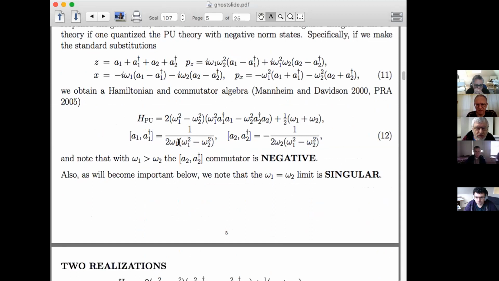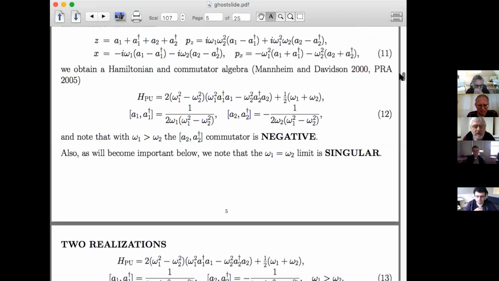And the crucial feature is that while the A1 commutator with A1 dagger is positive, the A2 commutator with A2 dagger is negative. When Aaron and I discovered this, we realized that this was actually going to be good news, as I'll come back to in a few moments. Now, as we'll also see below, if we set omega 1 equals omega 2, these commutators become singular. And we'll see that that's quite a significant feature.